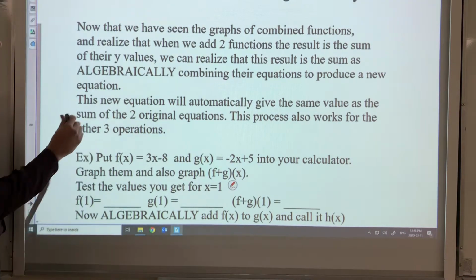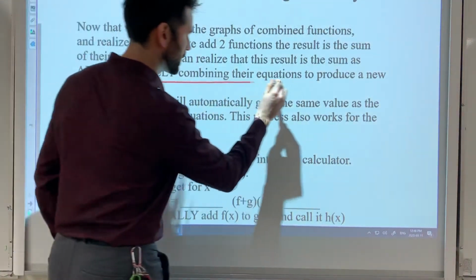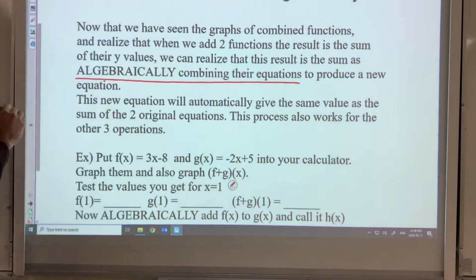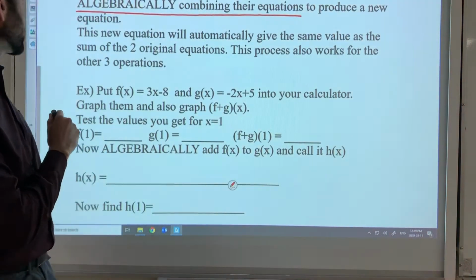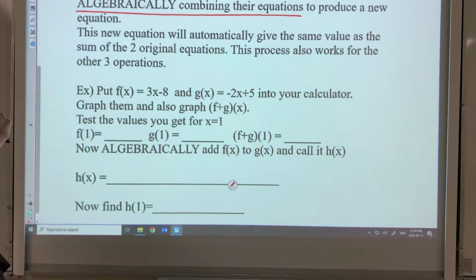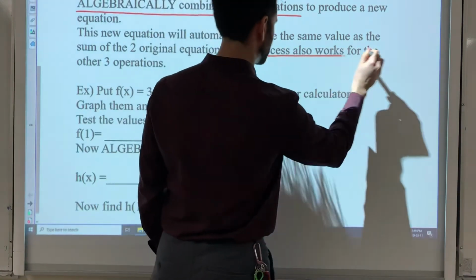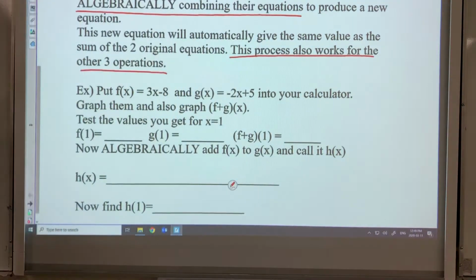So basically, algebraically, we can combine the equations to produce a new equation. The new equation is going to automatically give you the same value as the sum of the two original equations. So for example, and I should probably say this process works for all the other three operations. So let's do an example.